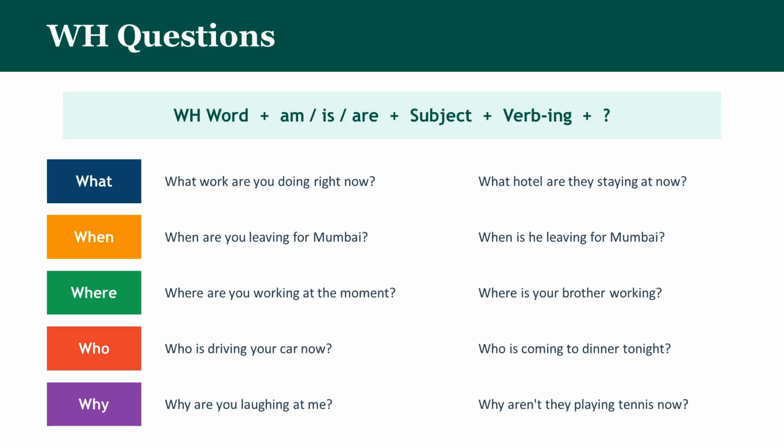With where, we ask, where are you working at the moment? Where is your brother working? With who, we ask, who is driving your car now? Who is coming to dinner tonight? And with why, we ask, why are you laughing at me? Why aren't they playing tennis now? Practice forming your own WH questions with different verbs.